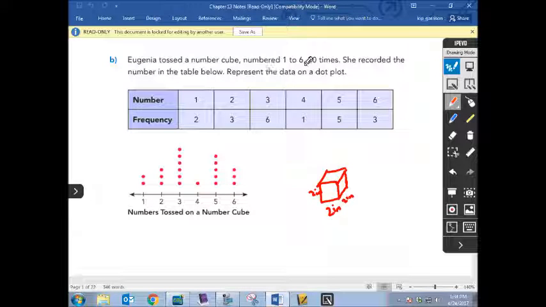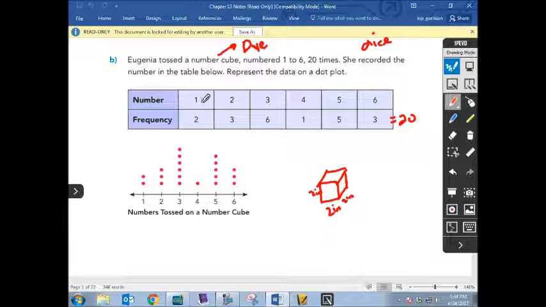She tossed this cube, and it was numbered 1 through 6. By the way, a numbered cube, we usually call this a die. Dice is how we would usually say it, but that's multiple dice. If we're talking about one die, I think that's how you spell it. I'm not sure. She recorded the number in the table below to represent it in a dot plot. So you can see she rolled this 20 times. If you counted how many rolls there are here, it would equal 20.